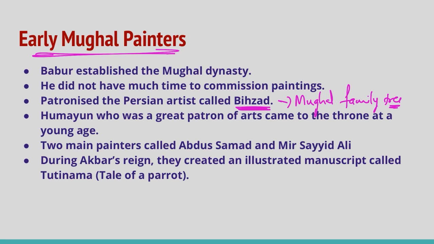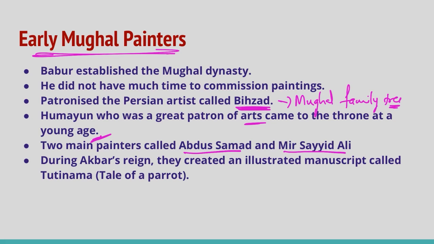Humayun was a great patron of arts, and he came to the throne at a very young age. Humayun was interested in paintings and building beautiful monuments, but his atelier was disrupted. Why? Because he lost the throne to Sher Shah Suri and was exiled to Persia. And when he was at the Shah Abbas court in Persia, he acquired the services of two main painters called Abdus Samad and Mir Said Ali, who came back with him after he won his throne back and established the Mughal dynasty in India.